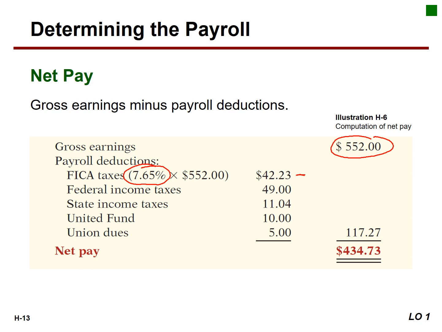Based upon what this employee showed on their W-4, the employer estimates that the federal income tax that needs to be withheld is $49. State income tax is $11.04, and this employee chose to have two voluntary deductions made, United Fund and union dues, for a total of $15. Total payroll deductions are $117.27. We subtract that from our gross earnings of $552, and then the employee's net pay is $434.73. That's how much the check will be if they get a paycheck, or that's how much will be direct deposited if they operate under that form of payment.